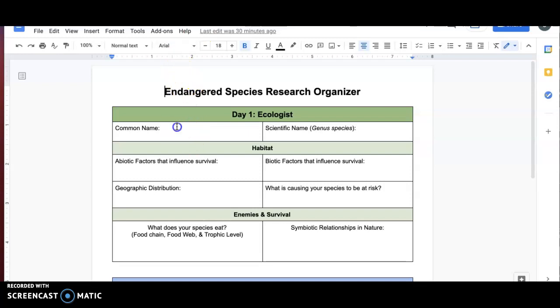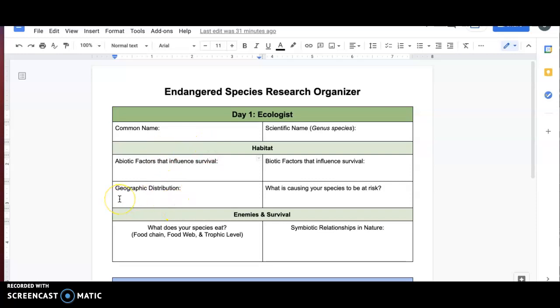So I want you to come up with their common name. What do we know it as? I want you to have their scientific name, both including the genus and species. You're going to look at their habitat. What does their habitat consist of? I want you to look at abiotic factors that influence survival and biotic factors that influence survival. What are the living and non-living things within their habitat that can and does have an impact on their survival?